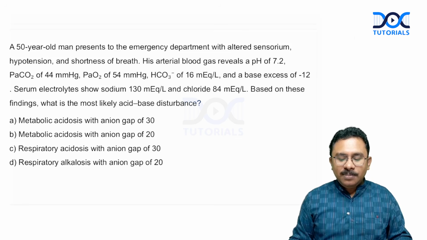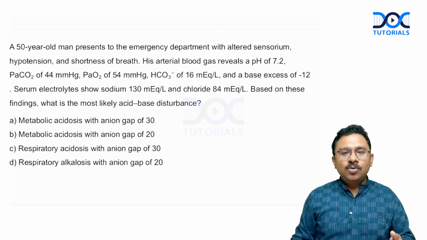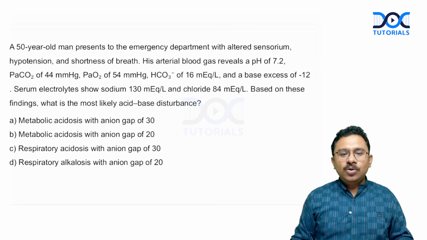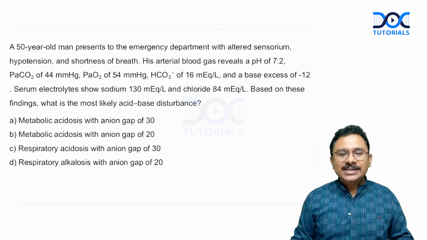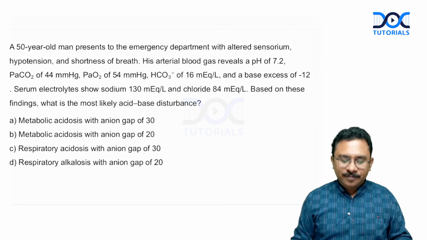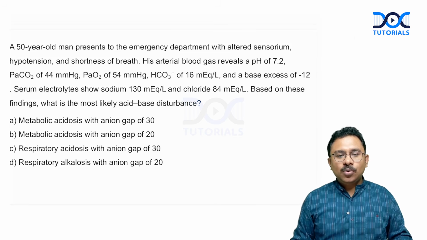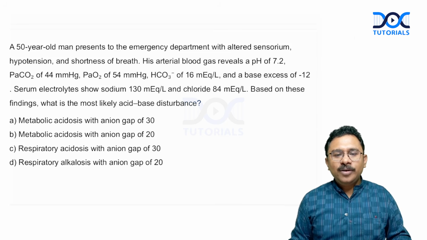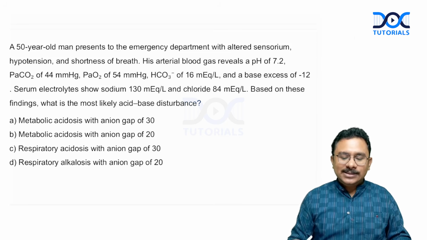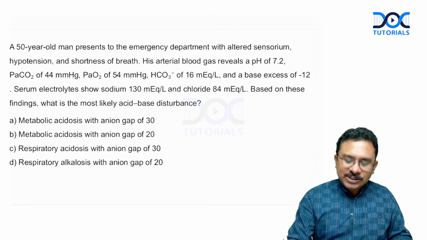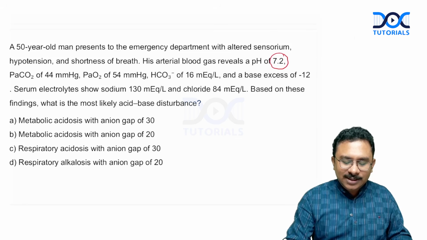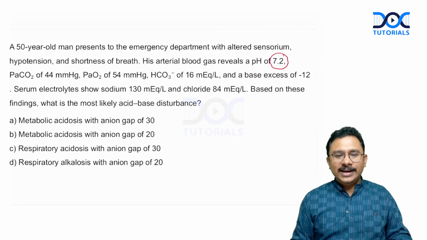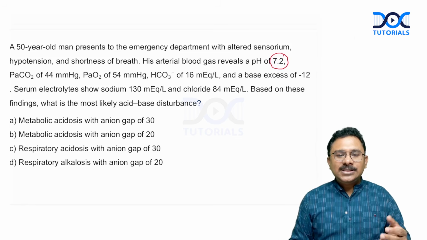The arterial blood gas reveals a pH of 7.2, PaCO2 of 44, a PaO2 of 54, bicarbonate of 16, and a base excess of minus 12. Serum electrolytes show a sodium of 130 and chloride of 84. Based on the following findings, what is the most likely acid-base disturbance? So pH of 7.2 is telling that there is acidosis. Okay, there is acidosis. And what is the reason for the acidosis?